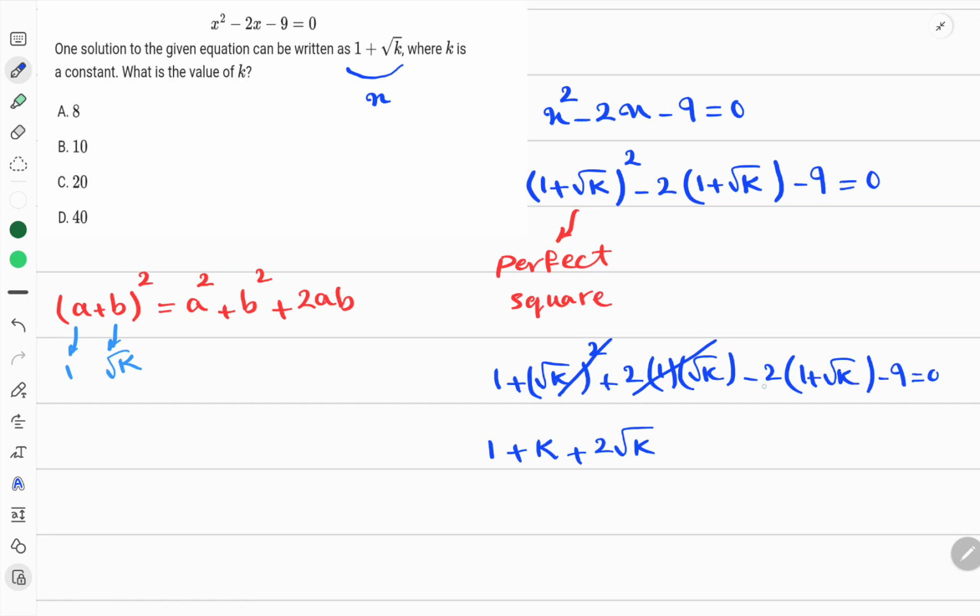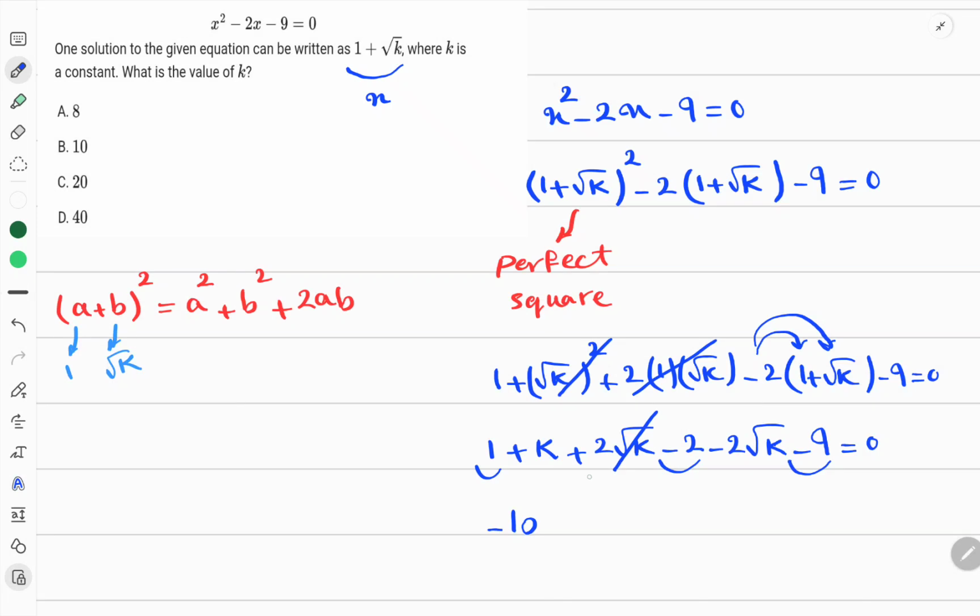And for this one, when you have negative 2 in front of a parenthesis, according to the distributive law, you should multiply negative 2 by all terms inside the parentheses. Negative 2 times 1 and negative 2 times the square root of k. And minus 9 equals 0. And now you just need to collect like terms. 1 and negative 2 and negative 9 gives you negative 10.